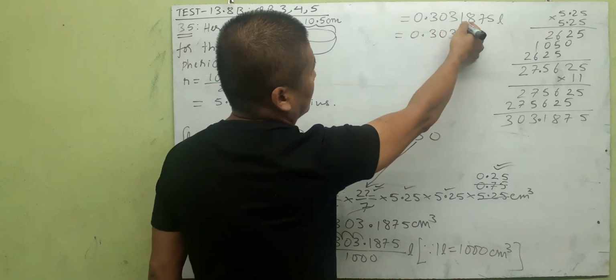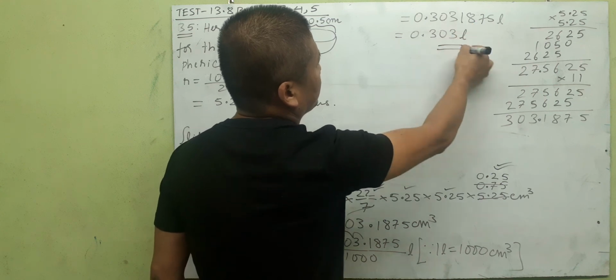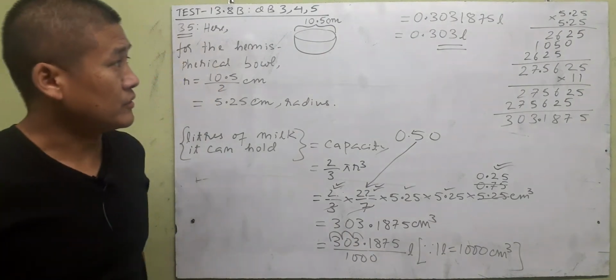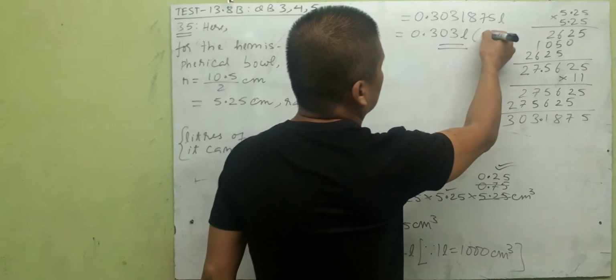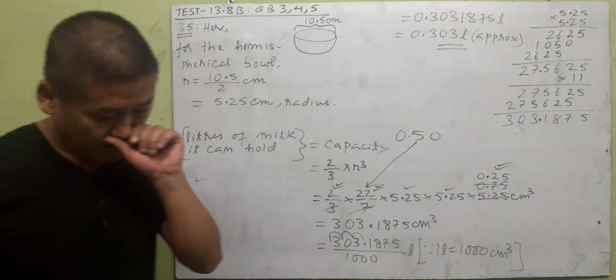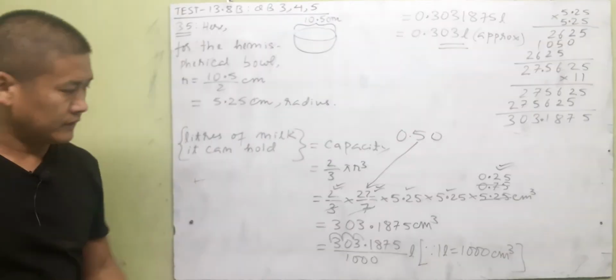Then here's the textbook answer, 0.303. The fourth place is less than 5. That's why they give it like that. I'm also writing up to the third place now because the textbook answer is given like that. 0.303 liters. Not the exact answer, but approximately this much. Okay. So that concludes your test portion for 13.8B. You can go and give the test.